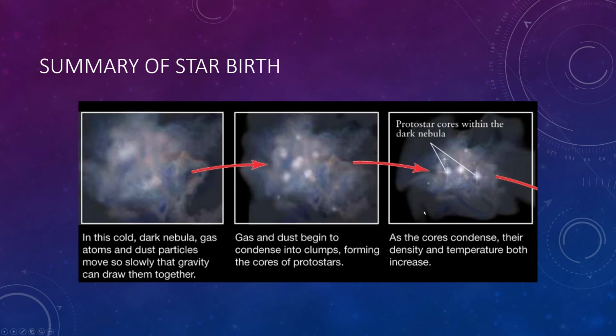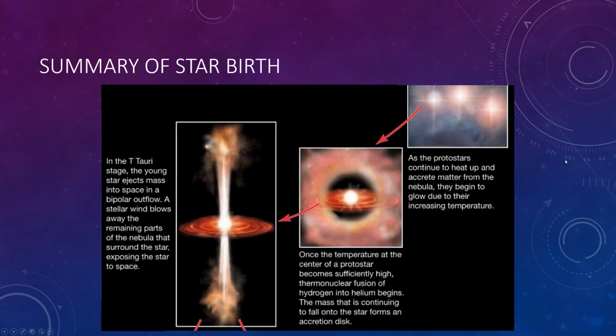As the cores condense, their density and temperature both increase. As this happens, it continues to heat up and accrete matter, but it doesn't happen symmetrically, or spherically at least. It creates this flat disk as it begins to spin. As a result, we also get these jets of material called Herbig-Haro objects that blast a lot of the material away. And this tends to clear away the material around this new star.